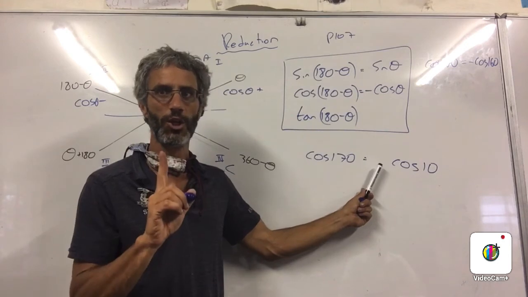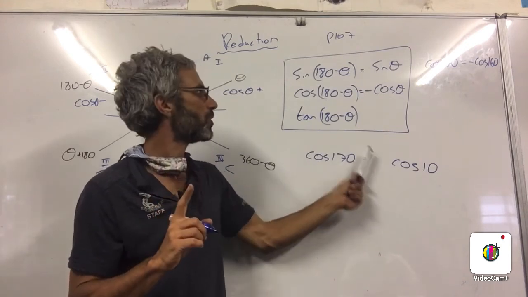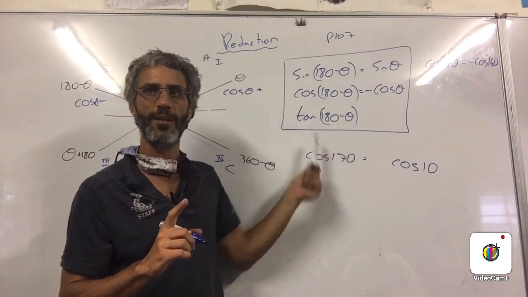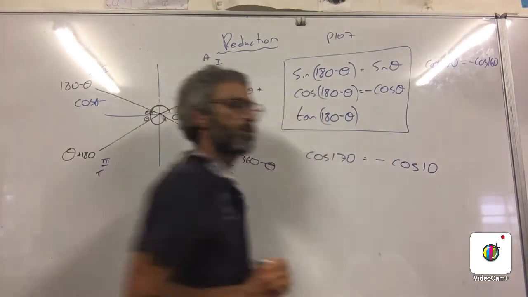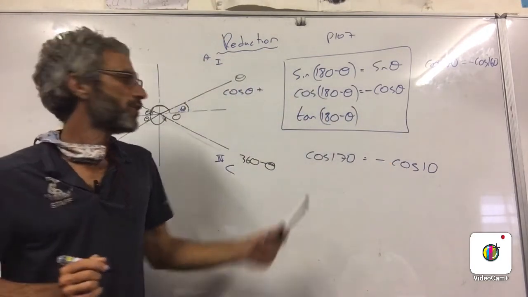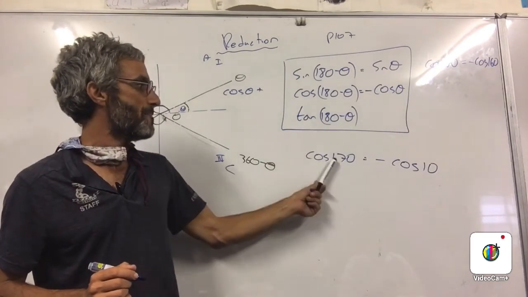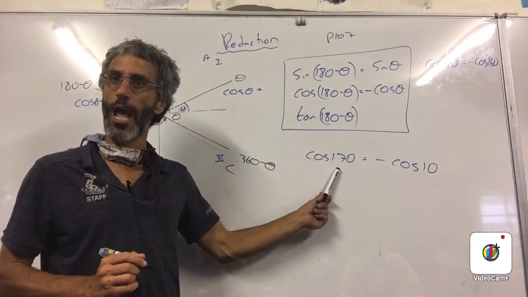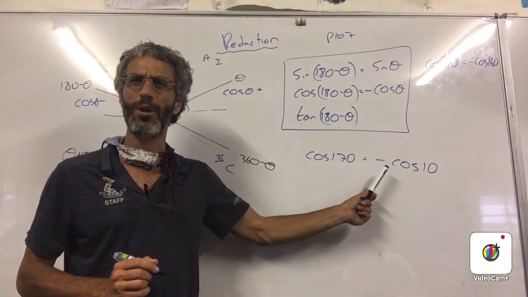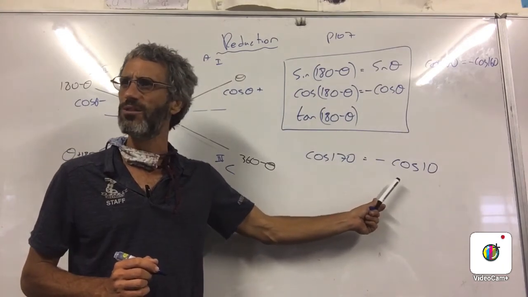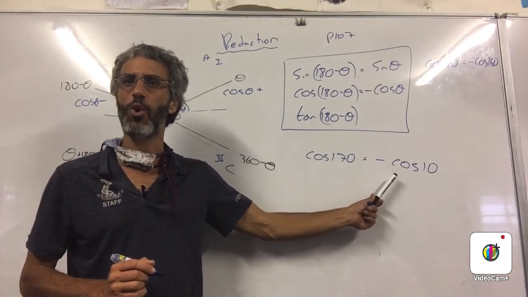Now, are they going to be equal? The answer is no, cosines are not going to be equal. What do I have to do to make them equal? One of them must be negative. So that's called a reduction formula. It helps you take a big angle and reduce it to an acute angle, an angle that is smaller than 90.